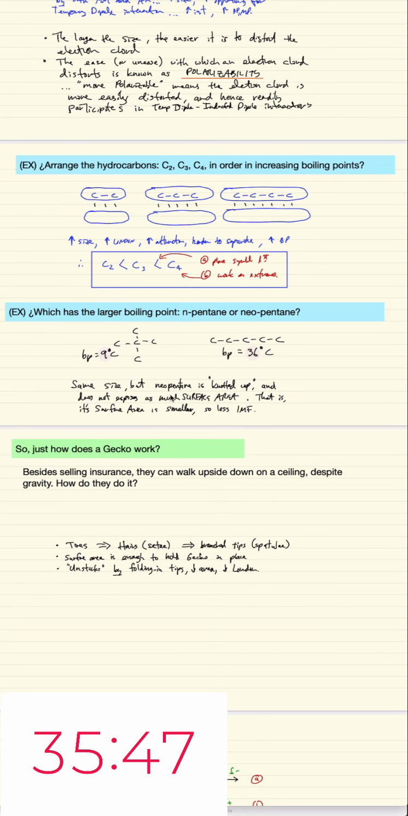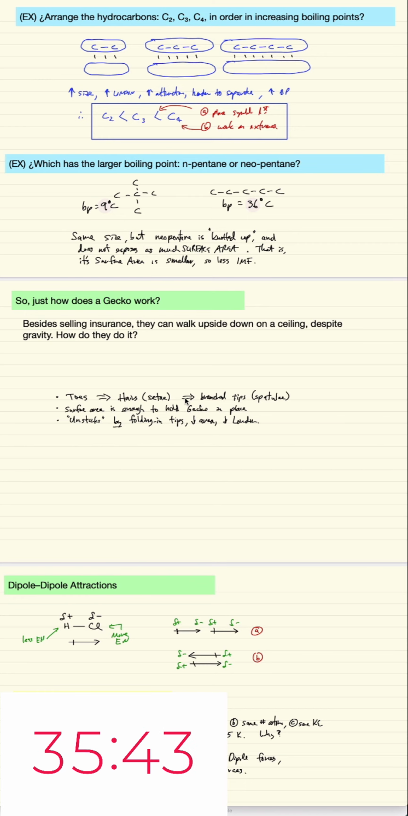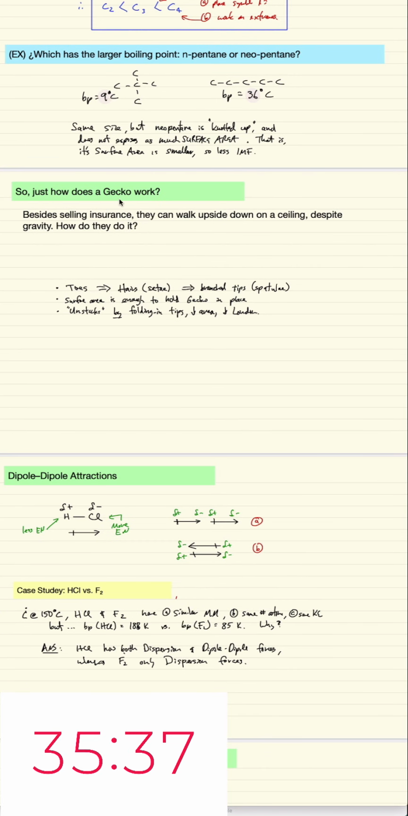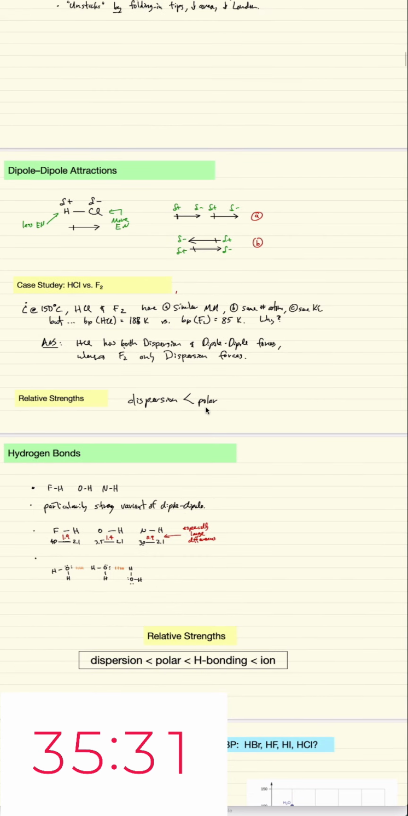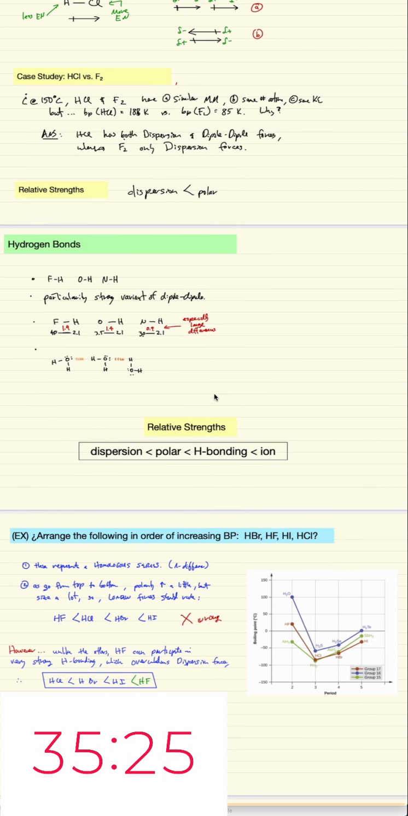There's all sorts of stuff in the text. So how does a gecko work and all of that stuff? It all comes down to these interactions. So we talked about dispersion interactions, then there's polar interactions, so-called dipole-dipole interactions. That's where everything acts like a magnet. And then there's a special type of dipole-dipole called hydrogen bonding. You need to recognize those. Those are a big deal.